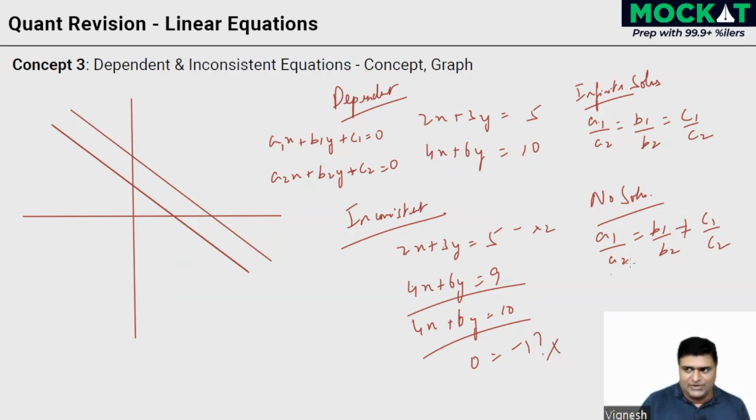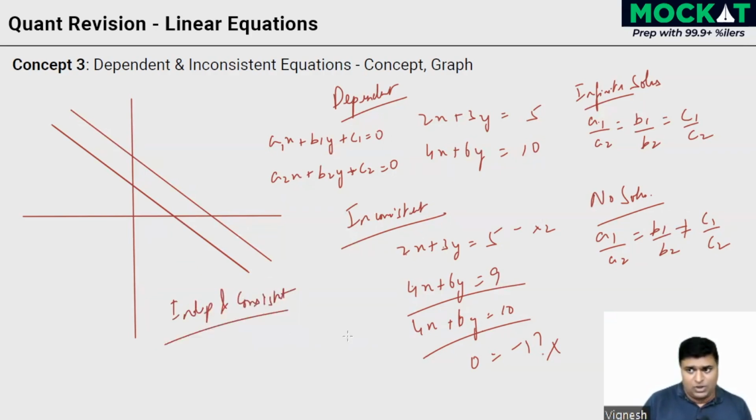So when does this arise? A1 by A2 equals B1 by B2 is not equal to C1 by C2. Now, what are these equations which are solvable, right? Whatever is not dependent, that means you have to be independent. And whatever is not inconsistent, that means you are consistent.